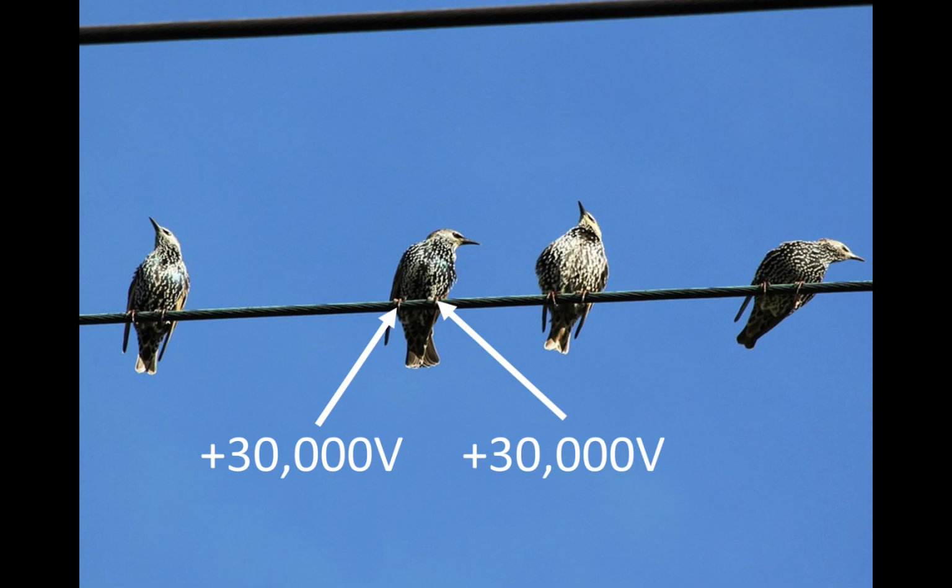Therefore, no electrical current. Whereas if a person were to grab the wire and also touch the ground, since the ground is at a potential of 0 volts, there would be a potential difference across that person of 30,000 volts. That would cause electrons to move through the person, in other words, give them an electric shock.